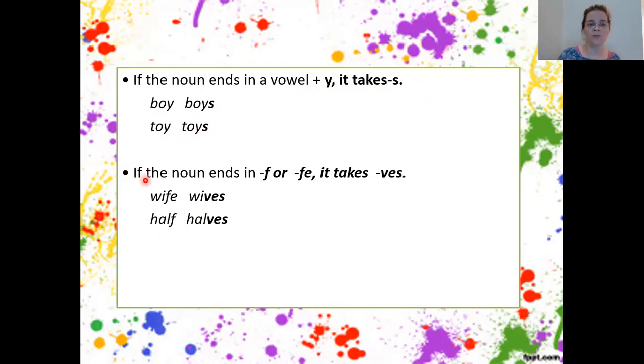Okay, so this is one that is foreign to the children because it's not very often that they spell these words. But if the noun ends in an F or an FE, and usually it's LF or FE, it becomes VES. So you have wife and wives, and half and halves, and there's another word, knife and knives. So that F is changed to VES to make it plural.